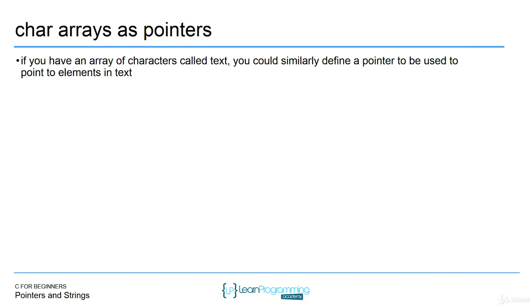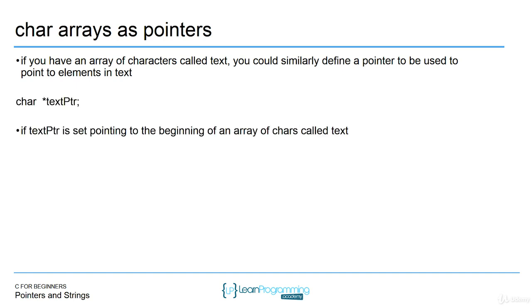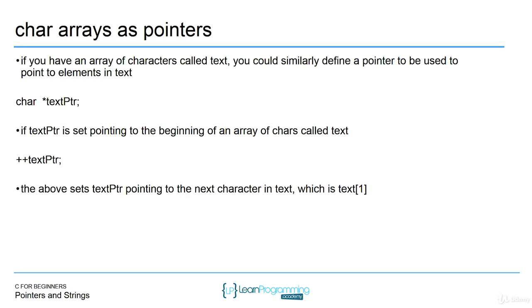So if you have an array of characters called text, you could similarly define a pointer to it and use the elements in the text. So here we could say char star text pointer. That's how you define a character pointer. If the text pointer is set pointing to the beginning of the array of chars called text, then you can just increment it by 1 using the pre and post incrementation and decrementation operators. So this plus plus text pointer is going to set the text pointer pointing to the next character in the text, which is text sub 1.